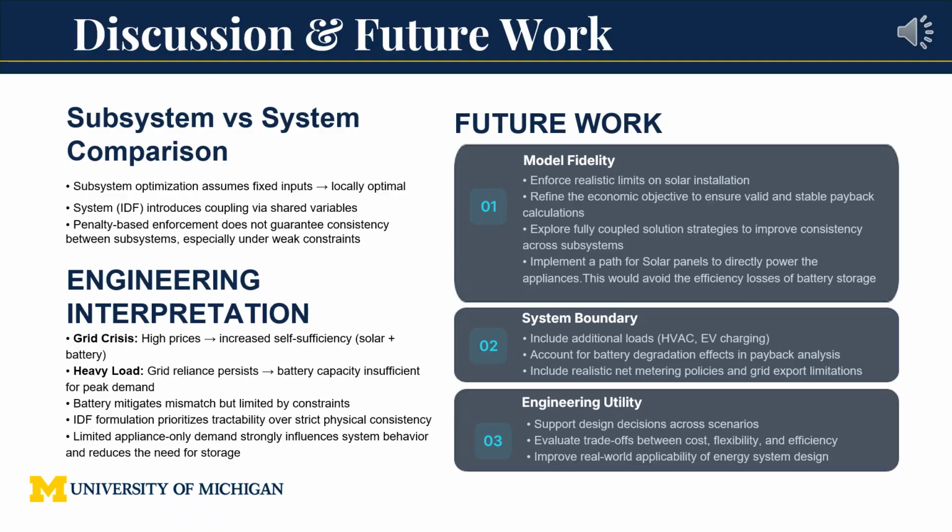From an engineering perspective, the system behavior is mainly driven by demand and cost. For example, when grid prices are high, the system tries to rely more on solar and battery, but under heavy load, it still ends up using the grid because the battery capacity is relatively small. So overall, since we only model appliance level demand, the system naturally favors solar over storage.